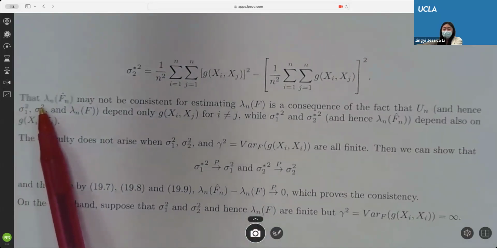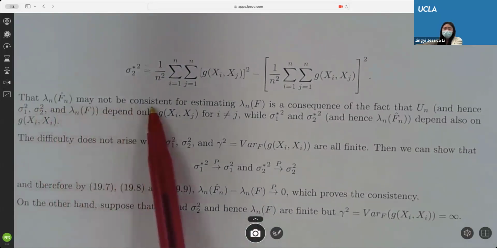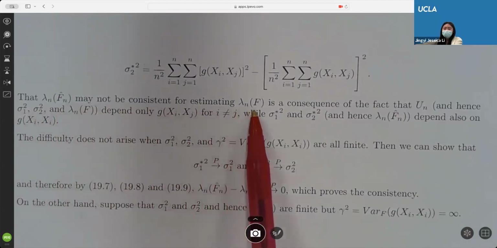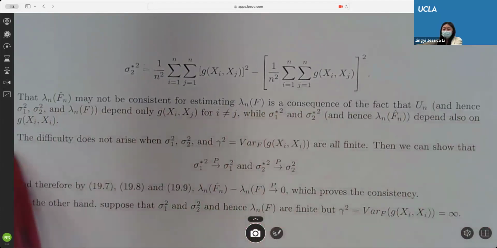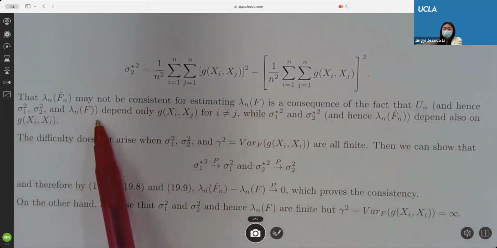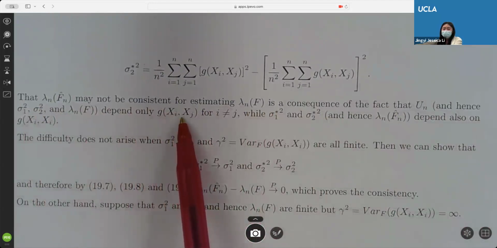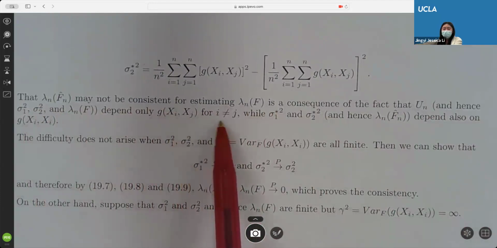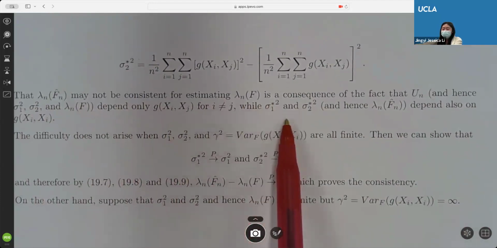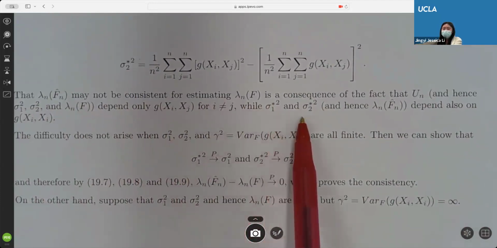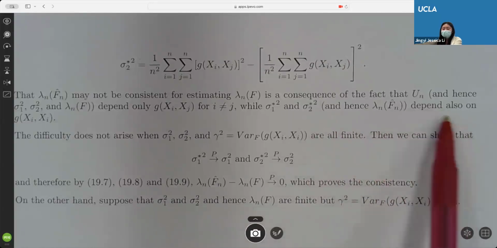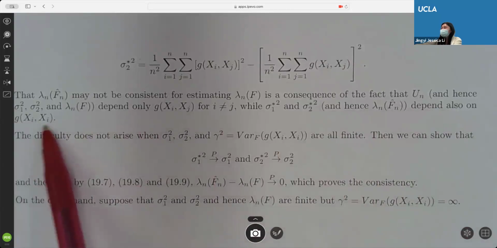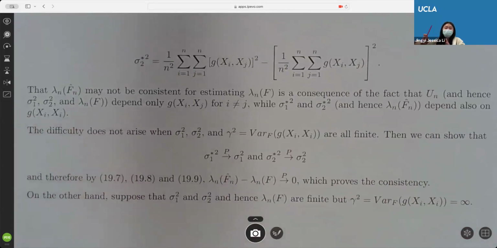So that lambda and f hat may not be consistent for estimating lambda and f is a consequence of the fact that un, and hence sigma 1 squared, sigma 2 squared, lambda and f, depend only on g(Xi, Xj) for i not equal to j, while sigma 1 star squared and sigma 2 star squared, and hence lambda and f hat, depend also on g(Xi, Xi), since you could have identical things sampled.